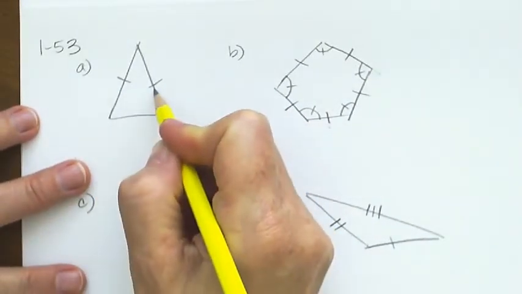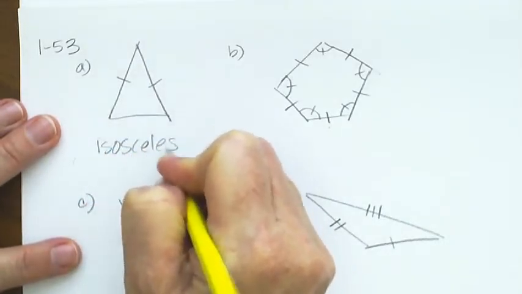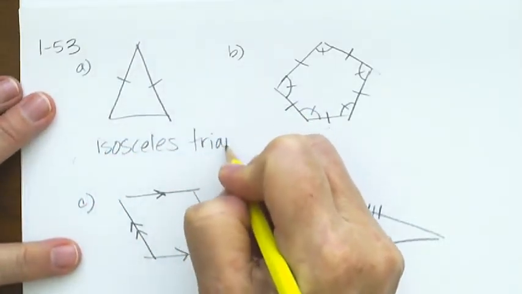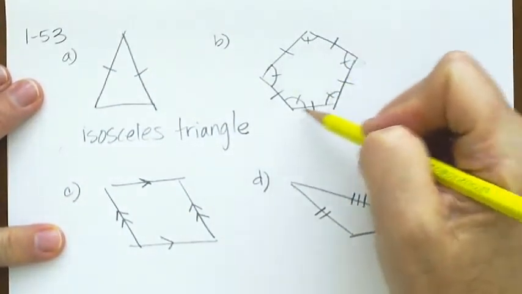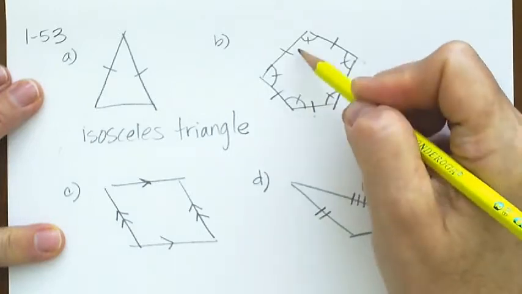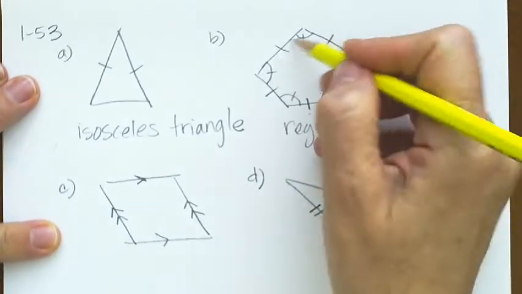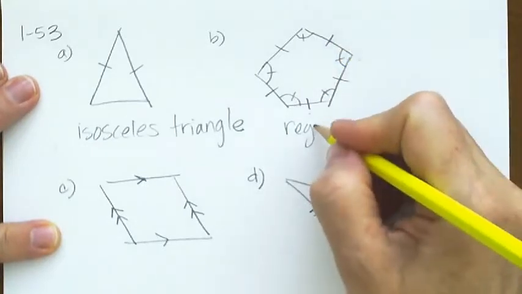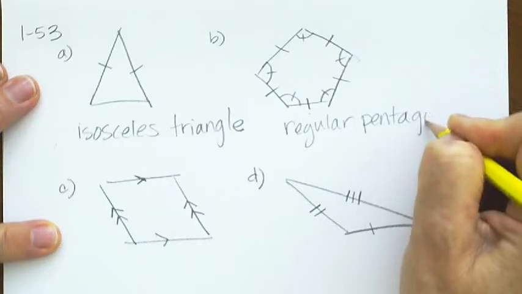This has 2 sides congruent. This is an isosceles triangle. Here we have 5 sides. All 5 sides are equal, and also all angles are equal. So this is a regular pentagon.